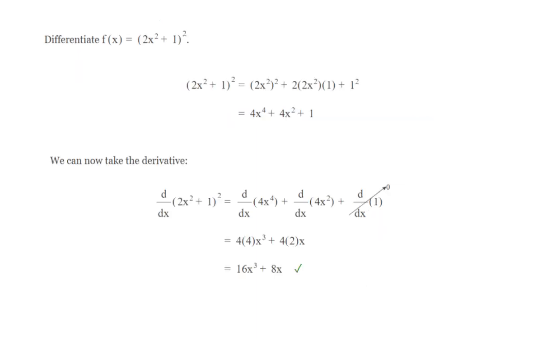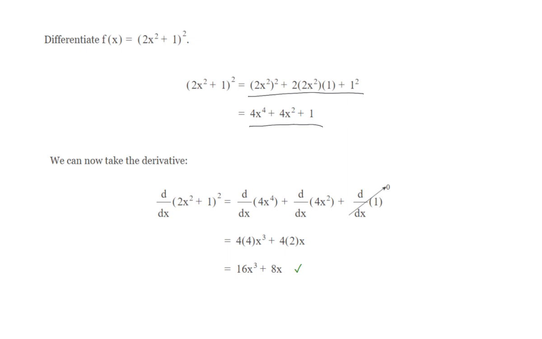So next question, differentiate f of x is equal to 2x square plus 1 the whole square. So in this case it would be easy if we open the bracket and square the terms. So we'll use the formula a plus b the whole square is equal to a square plus 2ab plus b square. So that gives us this. Simplifying it, we'll get 4x raised to 4 plus 4x square plus 1. We can now take the derivative.